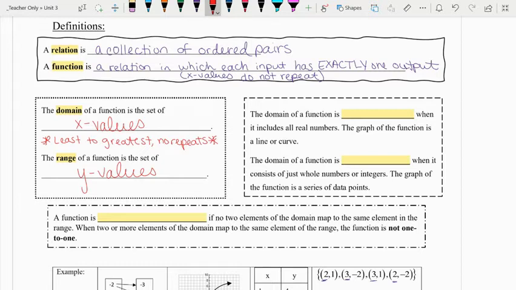Okay, so if I have 5 2s, I'm only going to write 2 once. If I have a -1 and a -10, I'm going to put -10, -1, because it needs to go from least to greatest.